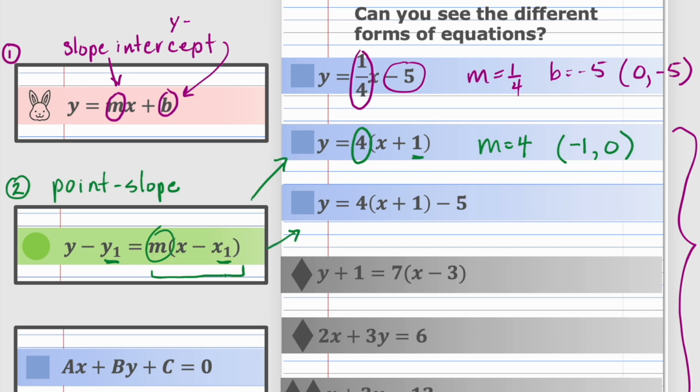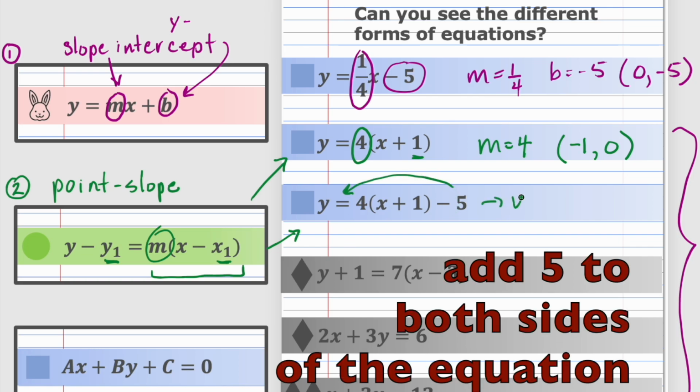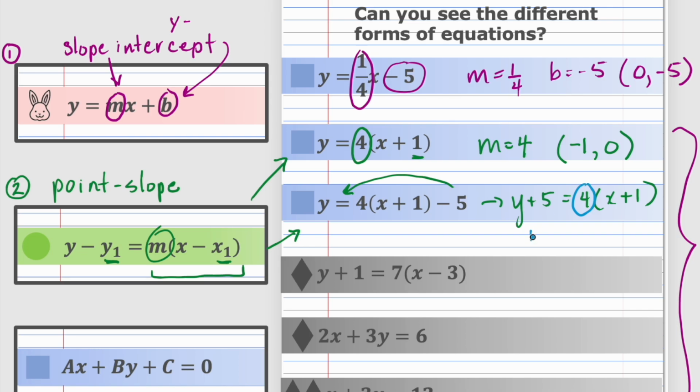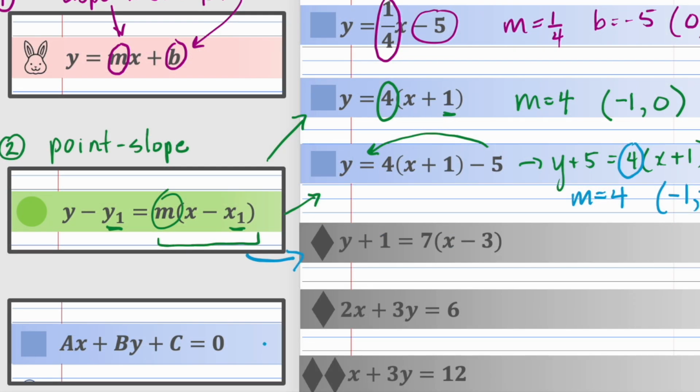The third equation is written in that form as well, only this -5 should be over on the other side. Y plus 5 equals 4 bracket x plus 1. We can see the slope is 4 and the point is -1 comma -5 from our equation. Fourth one is written in the point slope form. We can see the slope is 7 and the point on the line is 3 comma -1. We just switch the signs because the equation has negatives.